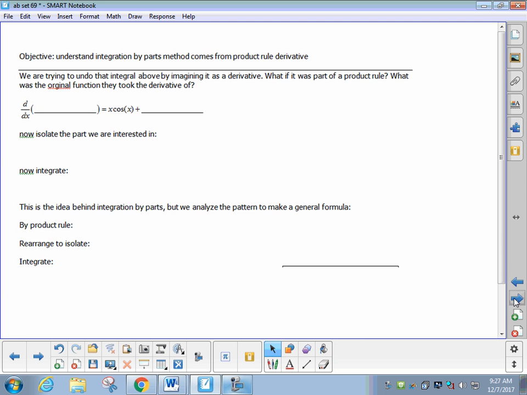So this is where the idea comes from. It won't be how we're going to do it in a second, but rather than just put up the formula, that's not my style. I want you to understand why it is what it is, okay? So imagine I took the derivative of something, and that's what resulted in that x cosine of x that I was looking at up there.